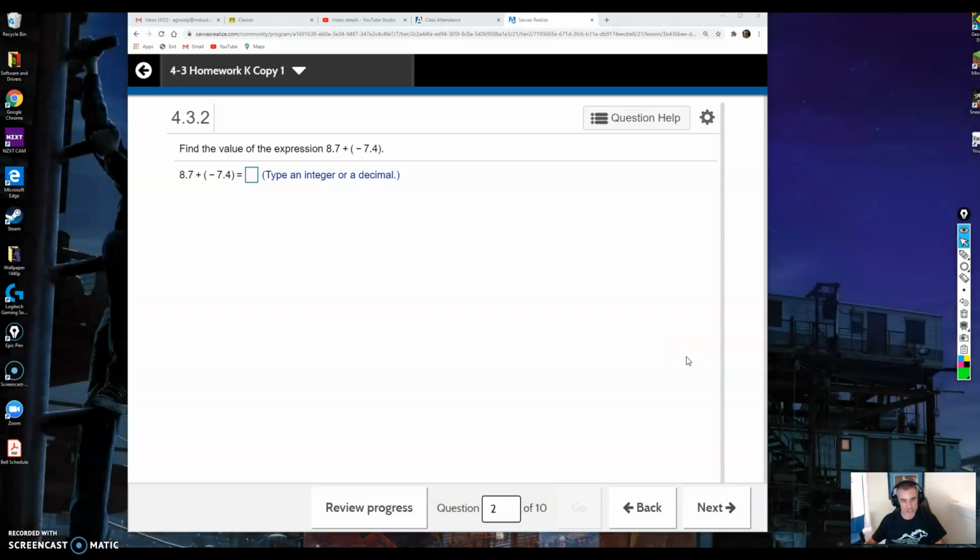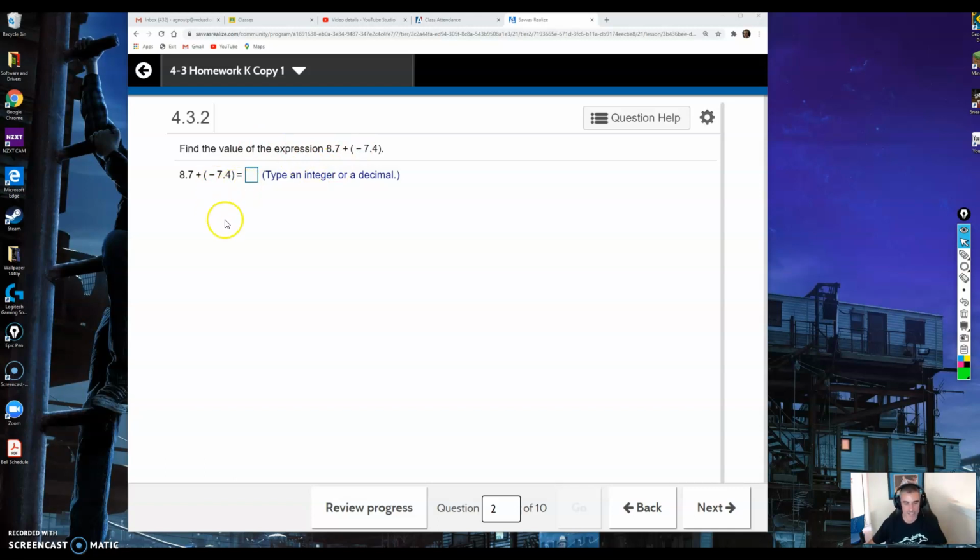Okay, so they want us to do 8.7 plus negative 7.4. So the idea here is we're going to break 8.7 apart to create a pair of additive inverses. So I'm going to write out what that might look like, and then I'll talk about why this works and why it makes sense. So 8.7, we're going to add 2 things together to get 8.7, and then we're going to add our negative 7.4.